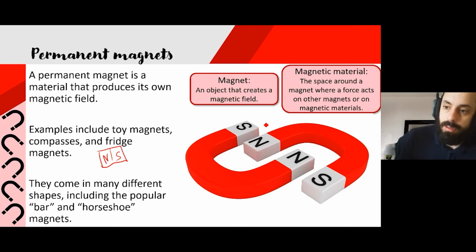Okay, this is not correct, guys. This is not magnetic material. This is magnetic field is what I wanted to write here. So magnetic field is a space around the magnet where a force acts on other magnets or magnetic materials. So it's magnetic field.